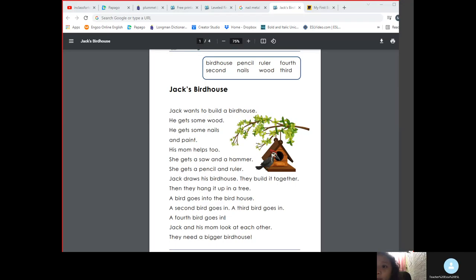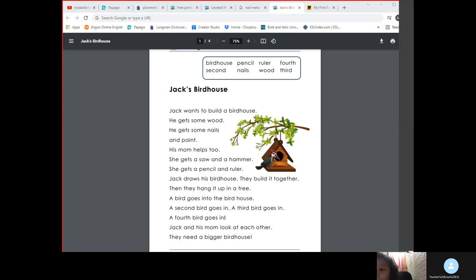Okay. Jack's birdhouse. Jack wants to build a birdhouse. He gets some wood. He gets some nails. And paint. His mom helps too. She gets a saw and a hammer. She gets a pencil and a ruler. Jack draws his birdhouse. They build it together.